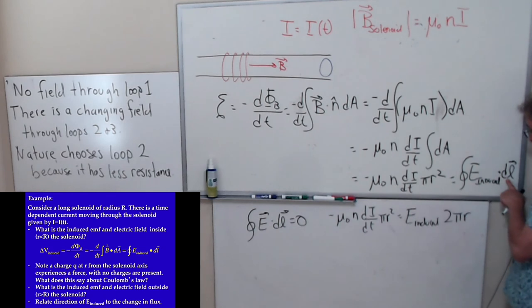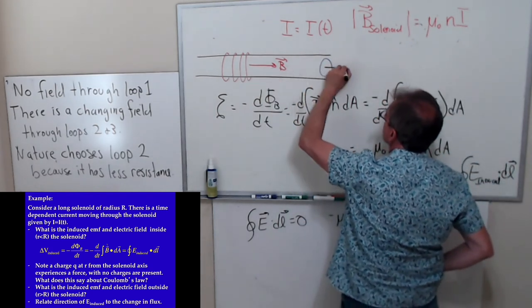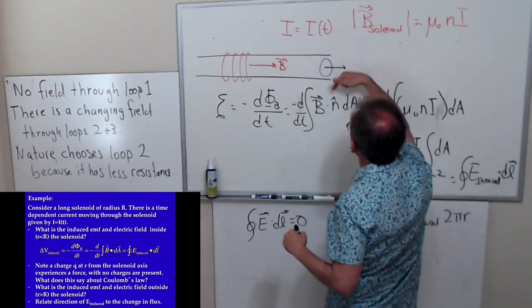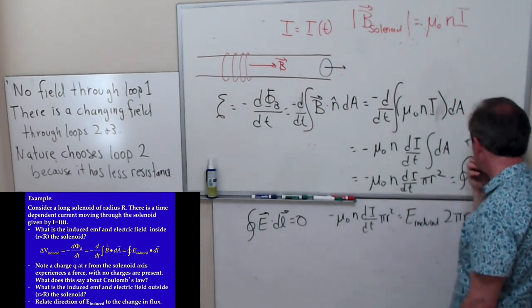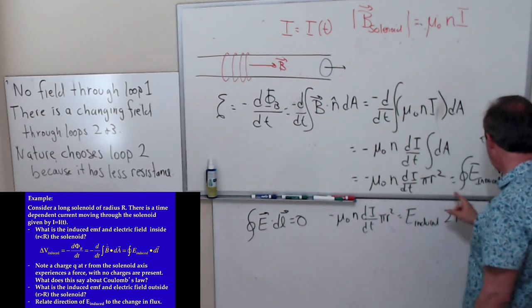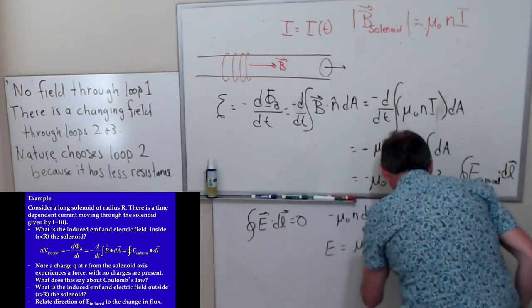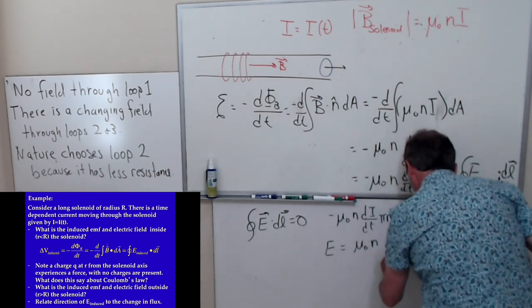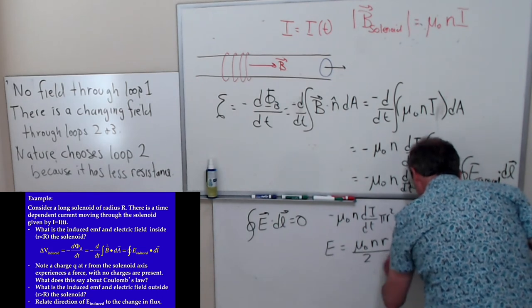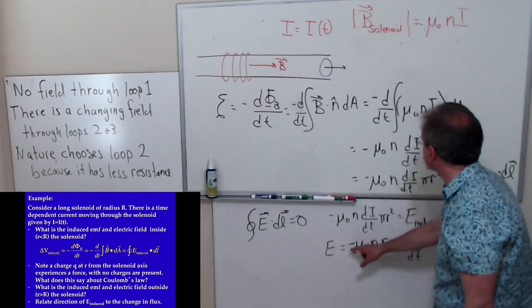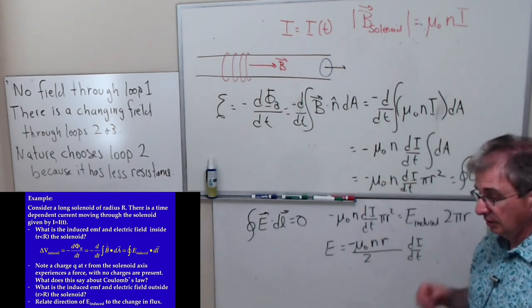How did I choose the direction I integrated? Because I can integrate clockwise or counterclockwise. I'm going to determine the direction based on the normal to the loop. So if I point my fingers in that direction, I would integrate this way. Okay. And the math will tell me whether I'm in the correct direction or not. And so E ends up being that. That's the magnitude. The minus sign just tells you it's opposite the direction at which I integrated. Okay. Questions on this?